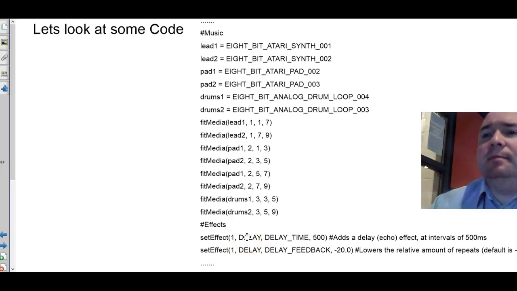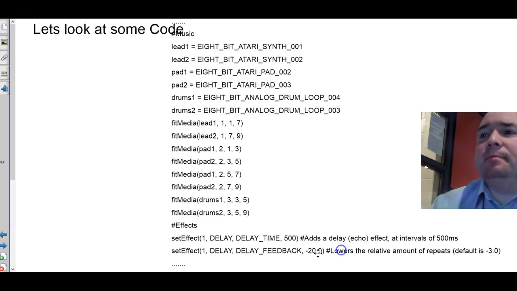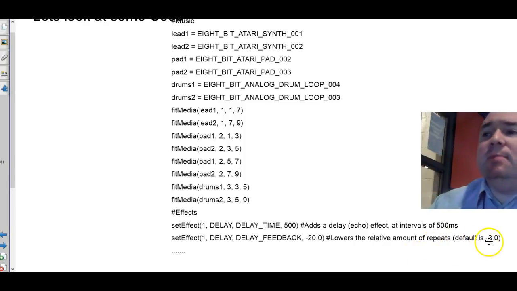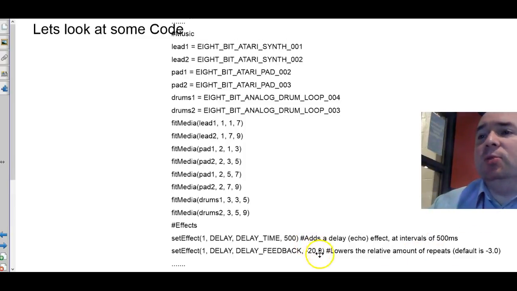It's the delay effect. The first effect is affecting the delay time, and it's going to be at 500 milliseconds. So it adds a delay echo effect at intervals of 500 milliseconds. Then the second effect deals with the delay feedback. And we're going to decrease that by 20 every time. So it lowers the relative amount of repeats. By default, it's -3, but we're going to do it as -20. And you can get an interesting sound. And we'll play with those values as we look at the code and dive in. You cannot make this a positive number. You'll get an error if it's a positive number. You can't make the sound louder. You can only make it lower.